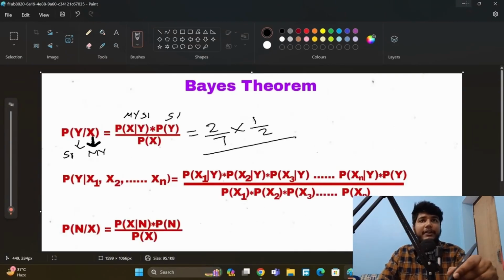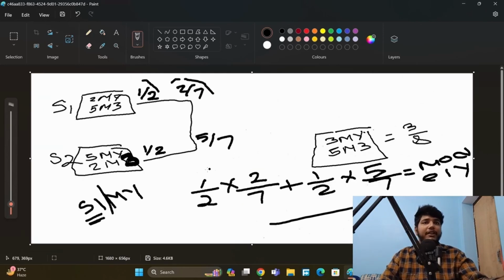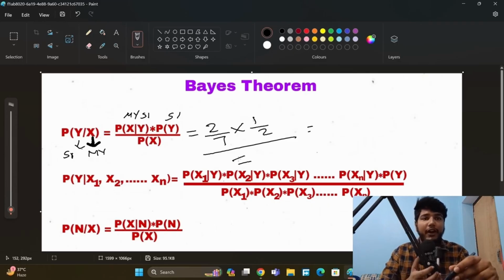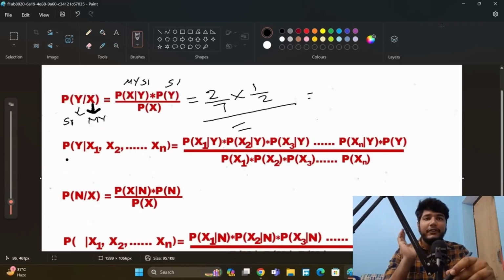This is divided by the probability of X. So what is the probability of Model Y? We have to give the total probability here, which is this. We have to calculate this, put it here as the total, and then calculate, and we will get the probability that this is from showroom 1. Hopefully you are understanding right now. In the real world we do it like this.